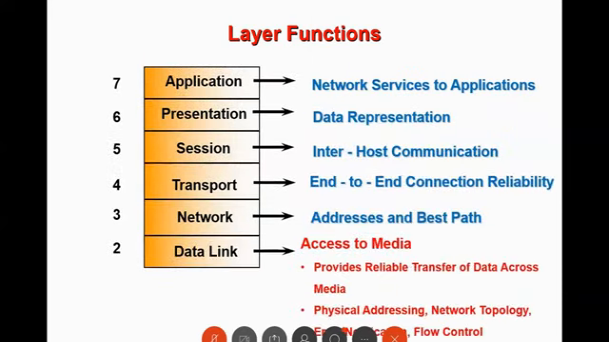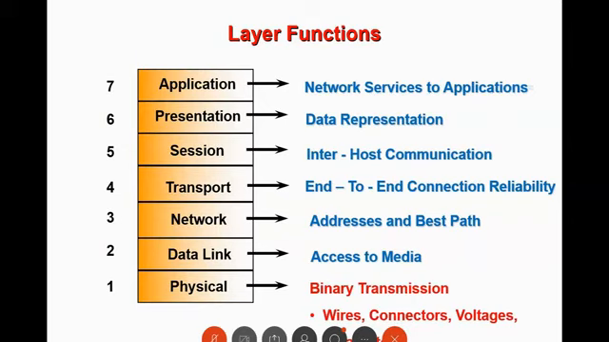And that is the data link layer, access to the media. This data link layer takes care of physical addressing, that is MAC addressing, and it decides the error notification, flow control and transfer of the data. Layer 1 is the binary transmission. It provides connectors, voltages, data 1 and 0 and all.